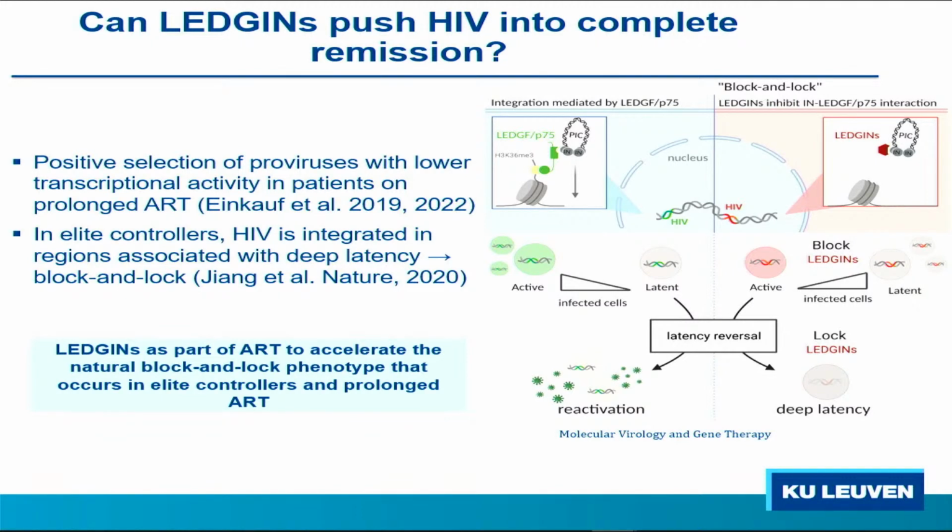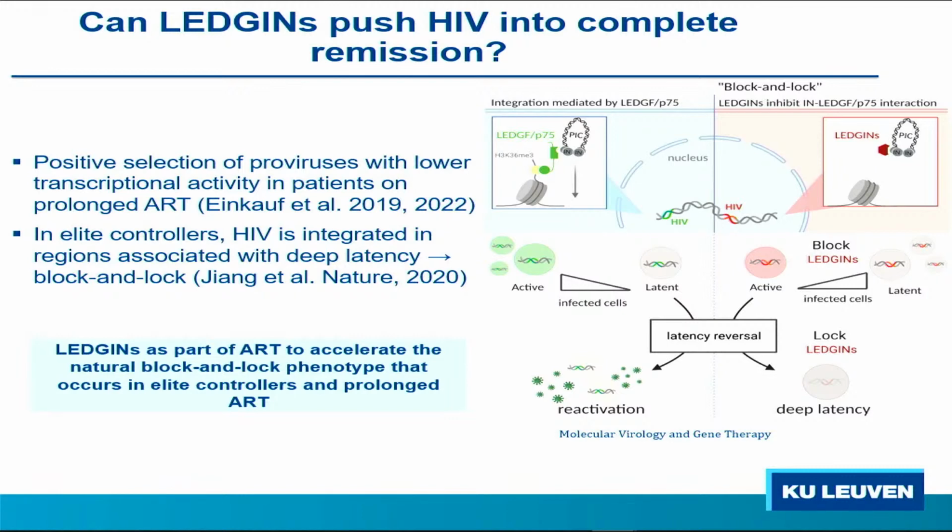So probably the hypothesis is that these people can eradicate the virus which is transcriptionally active, the virus which is located in the active genes, and the virus that happens to integrate in inactive genes is not eliminated, but it doesn't bother because it doesn't produce virus. So this block and lock is actually a bit of a natural mechanism which happens in elite controllers.